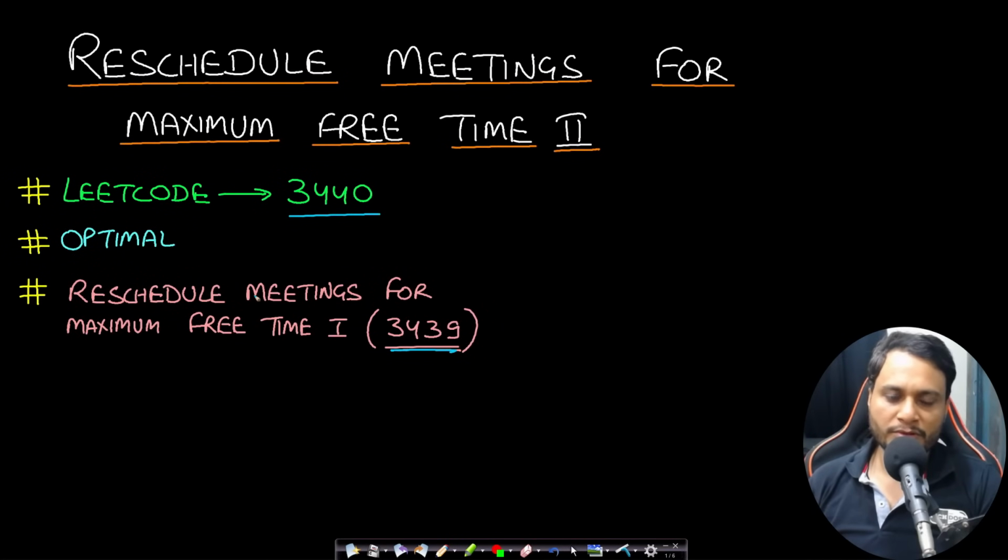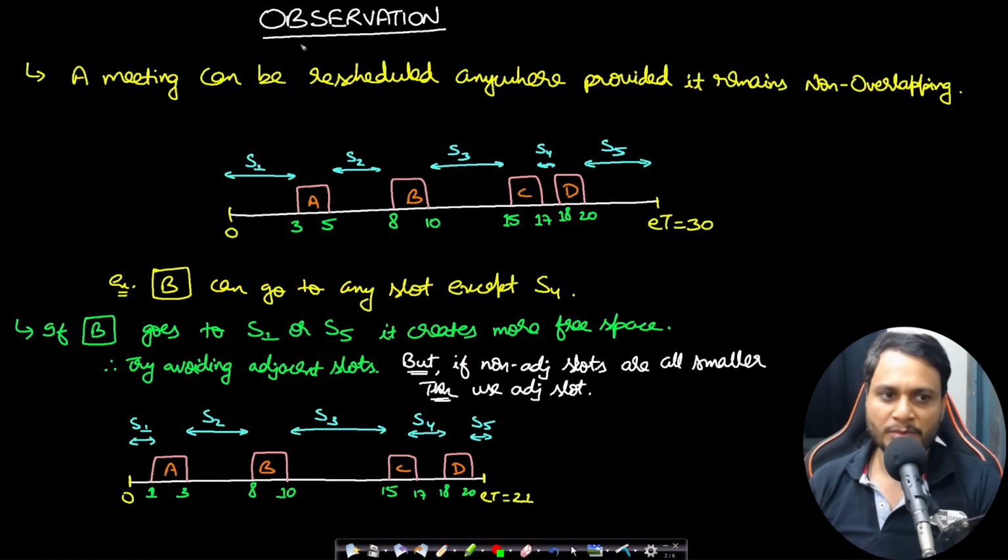I hope you have understood the problem and constraints. Let's now look at some observations. In this case, a meeting can be rescheduled anywhere provided it remains non-overlapping, as mentioned in the problem. Now, the goal of the problem is to create the maximum free time, and this maximum free time has to be contiguous. That means they have to be in the same stretch.